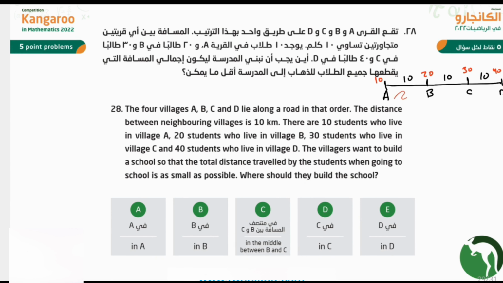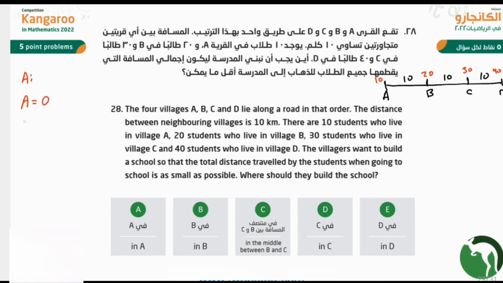Okay, so we have these villages here, A, B, C, and D, and between each two villages we have a fixed distance, which is 10 kilometers. So now we have to decide at which village we should build the school. So at first, if we assume that we will build the school at A, now if we look at A, the students at A will not cross any distance, so we will have 0 for A.